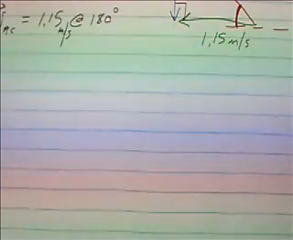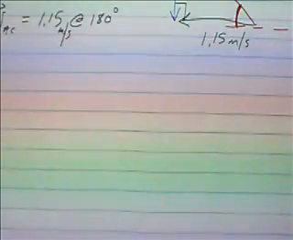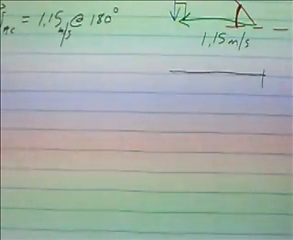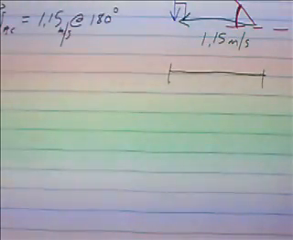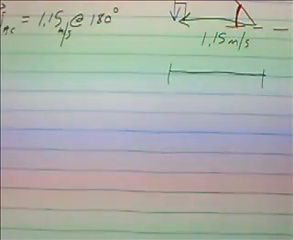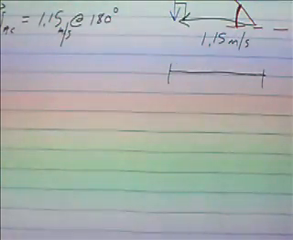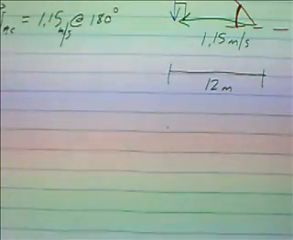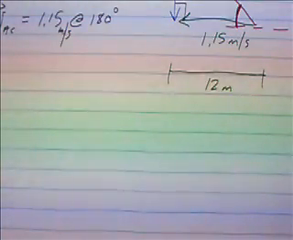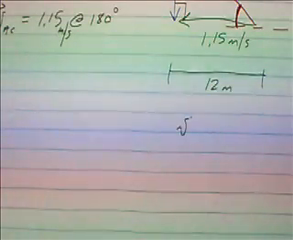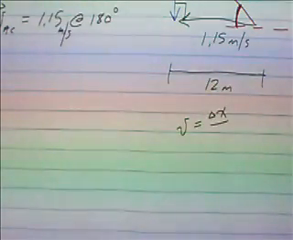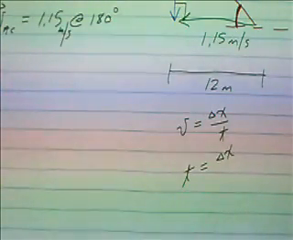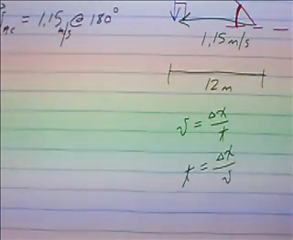Well, the only distance we're given is in this horizontal direction. The distance relative to the ground straight across the river. And that's given to be 12 meters. And so, in order to find time, I know I'm going to have to use the relationship between distance and velocity, which is velocity is distance divided by time. And when I solve for time, I get distance divided by velocity.